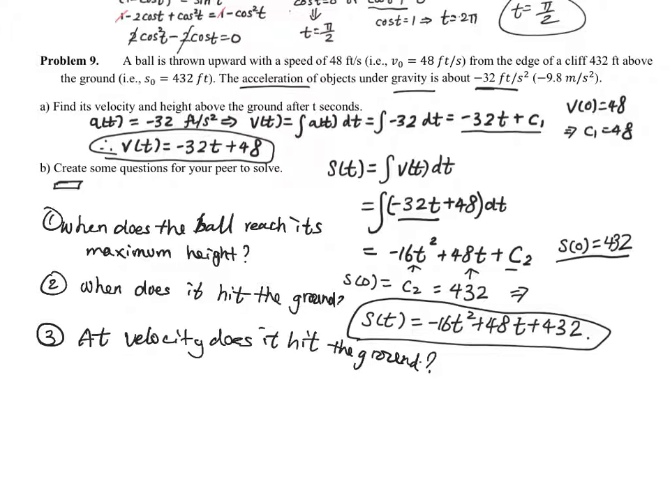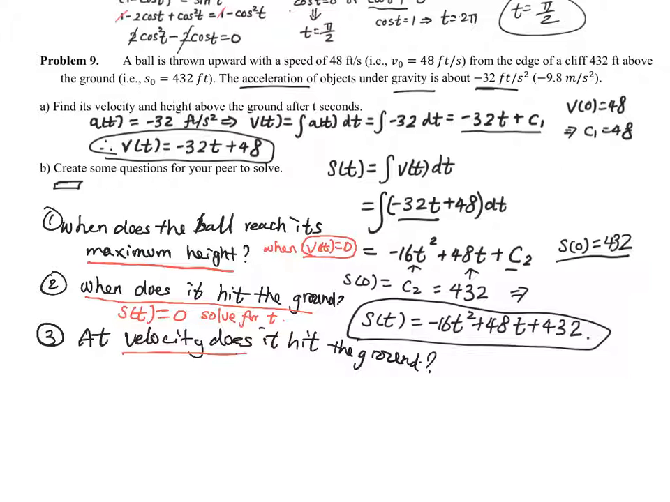So how would you answer the maximum height? That occurs when velocity is equal to 0. So you set velocity to 0 and then find the time. That will be when the ball reaches its maximum height. When does it hit the ground? Basically, that's when the position is equal to 0. Then solve for the time.